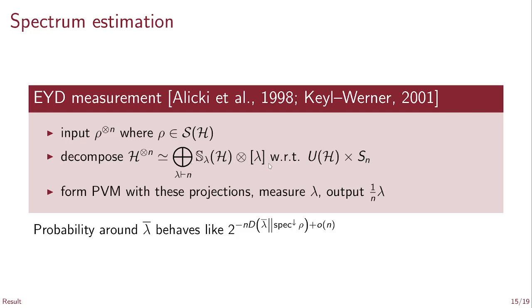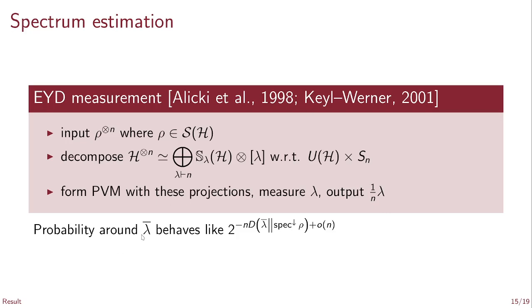But in particular, we get a bunch of pairwise orthogonal projections which form a PVM, so projection valued measure, and the empirical Young diagram measurement uses these PVM elements as the measurement. And when we measure the projection corresponding to the partition lambda, the output is taken to be just a normalized partition. So we divide each entry by n, and then we get a non-increasing probability vector. And this will be the estimate for the spectrum.